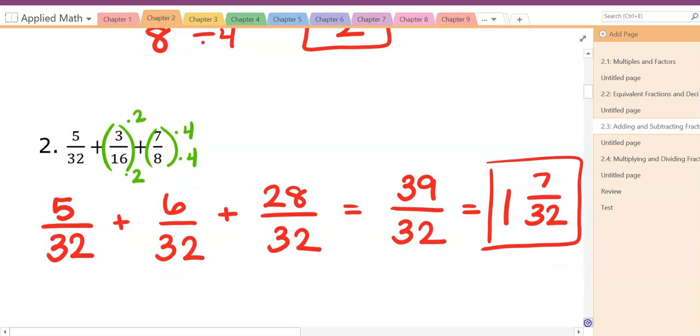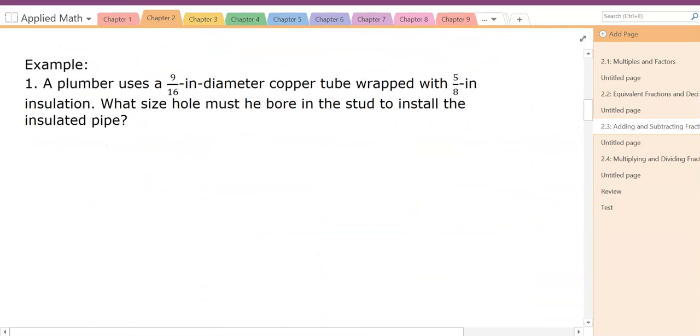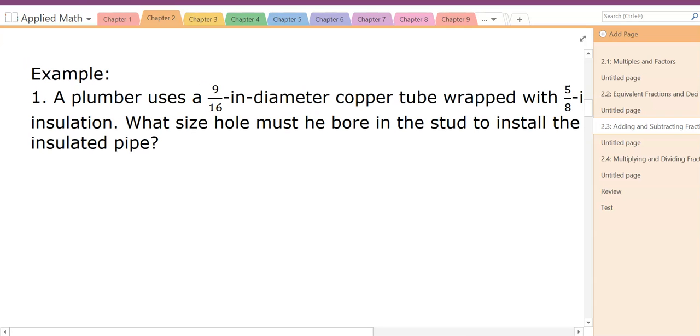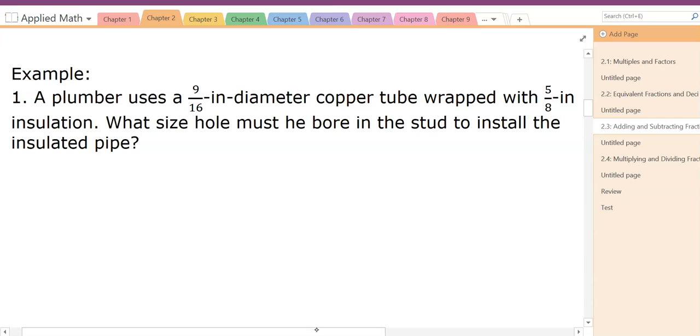All right, let's take a look at the next example. It says that a plumber uses a 9/16 inch diameter copper tube wrapped with 5/8 inch insulation. What size hole must he bore in the stud to install the insulated pipe? Okay, so we've got the tube that's wrapped in the insulation, so you have to make sure that you think that 5/8 inch insulation is going all the way around that copper tube. So that 5/8, when we set this up, we're actually going to take that number times 2, because it's got to go all the way around the tube.